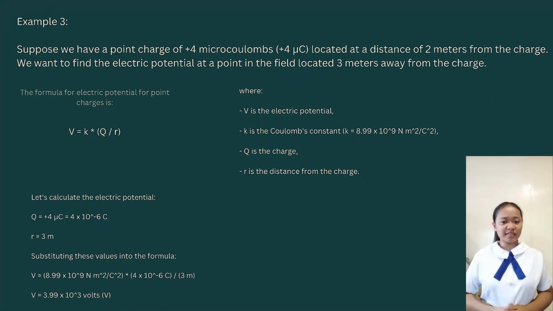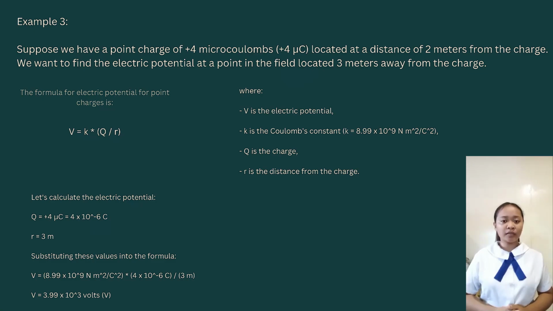So here is example number 3. The formula for electric potential for point charges is V equals K times Q over R, where V is electric potential, K is Coulomb's constant. K is equal to 8.99 times 10 raised to the power of 9, which is already given. Q is the charge and R is the distance from the charge.